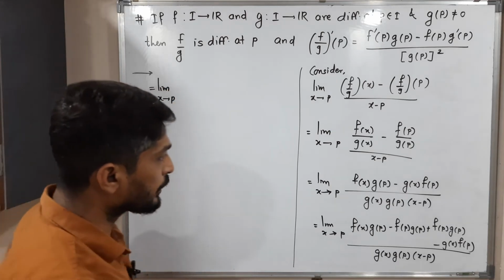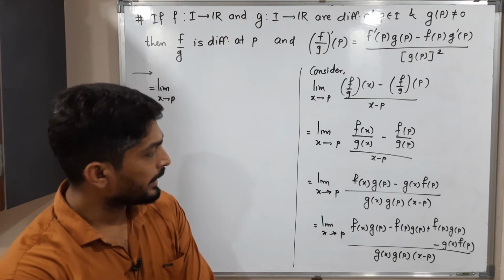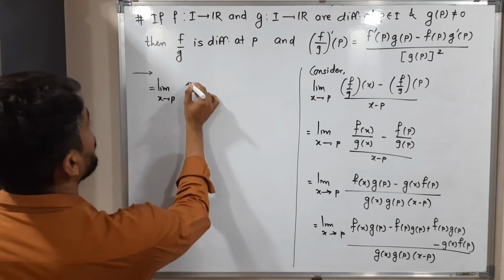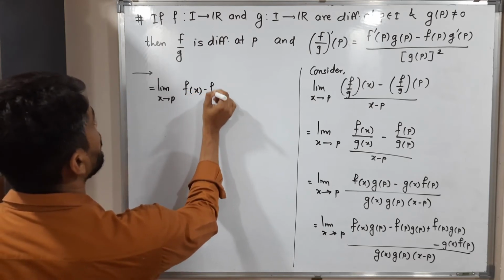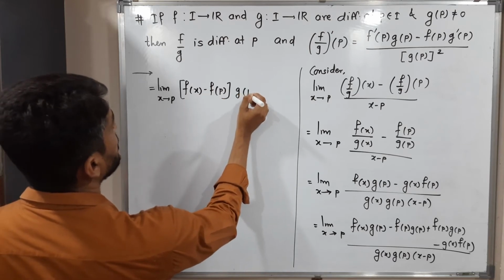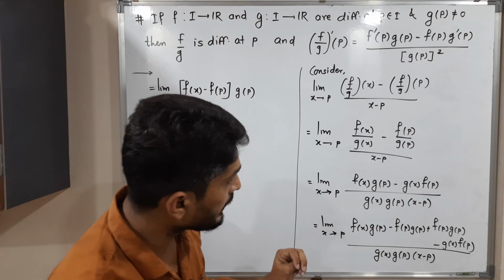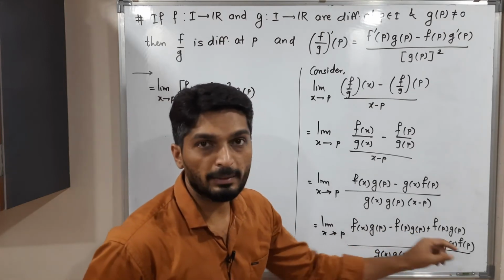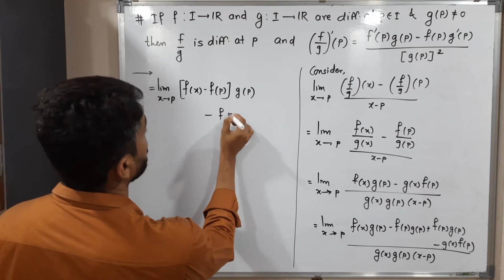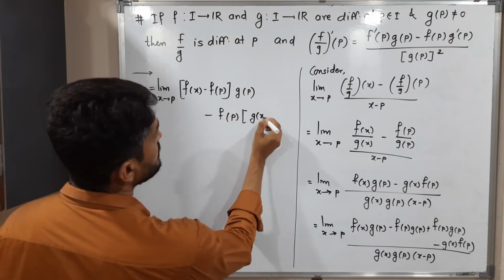So simply tell me what can we take common from the first two terms. We can take g of p common, right? So I will take g of p common: f of x minus f of p, taking g of p common. And what can we take common from the next two terms? I can take f of p common, as well as the minus sign. So minus f of p I am taking common, and in the bracket we will have g of x minus g of p.